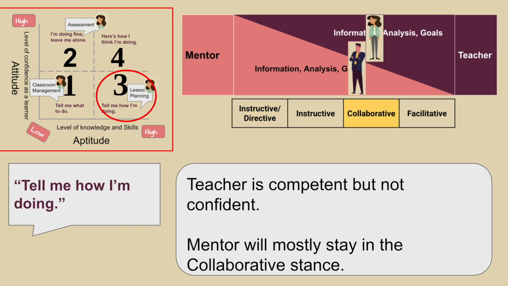She's in quadrant 3 for lesson planning. She has the skill but not the confidence. This is the "tell me how I'm doing" quadrant. The mentor will shift to the collaborative stance when lesson planning with the teacher.